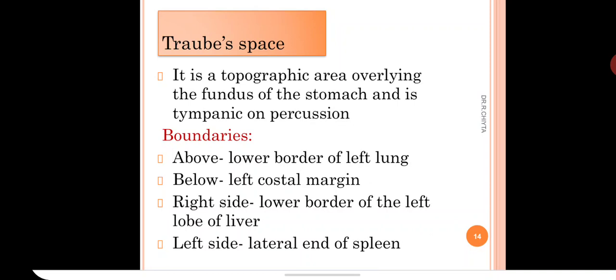Boundaries of the trough space: above, lower border of left lung; below, left costal margin; right side, liver, lower border of the left lobe of the liver; left side, lateral end of the spleen. The importance is that normally this space will be tympanic on percussion. This space may be obliterated by enlargements of the liver, spleen, or by pleural effusion. So that is the clinical point. When you examine the trough space, you should have this in mind.